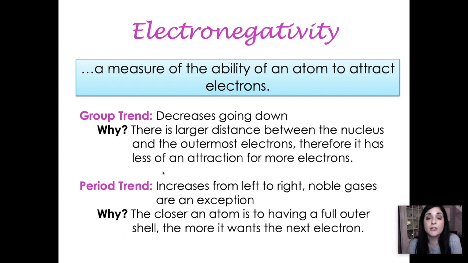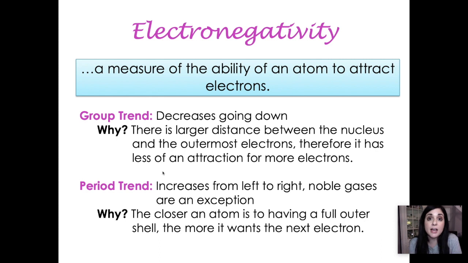That's why fluorine is so reactive. It wants to get an electron from anything. And the same thing goes for all of your other halogens. They want to be just like the noble gas right next door. They're going to do whatever it takes to gain that last one electron. So the closer an atom is to having a full outer shell, the more it wants that next electron.